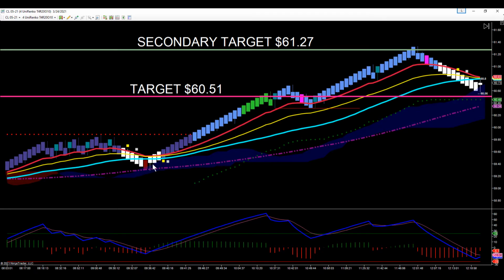We had a nice wick out of the cloud setup right here. Your entry would have been 59.53 or so, right in there somewhere, 54. Our target was $60.51. So, obviously we traded into target. So the potential to grab $900 or more per contract on our initial entry.